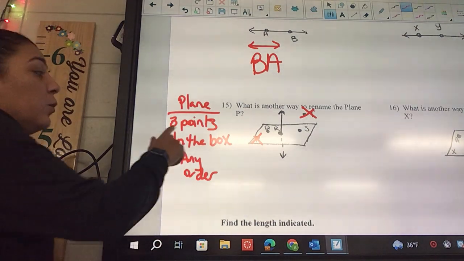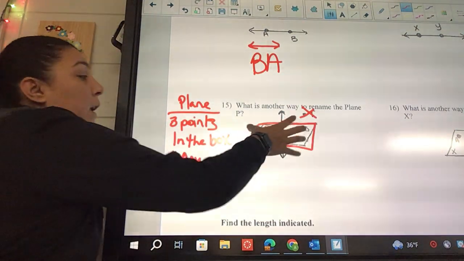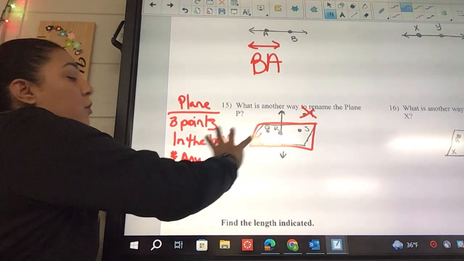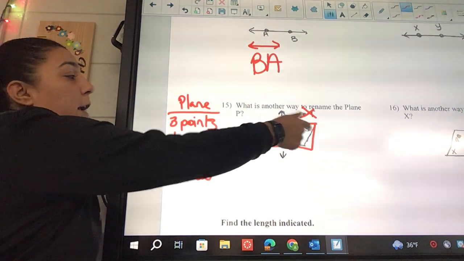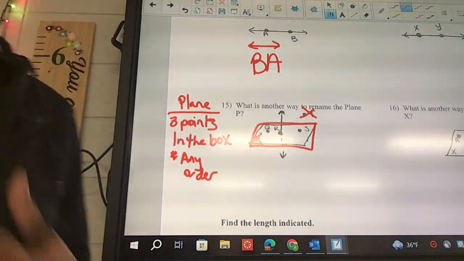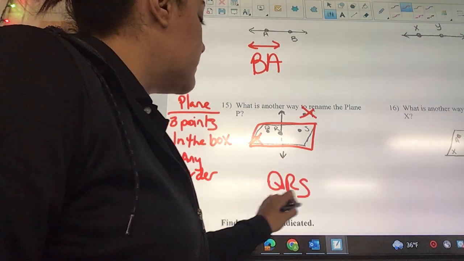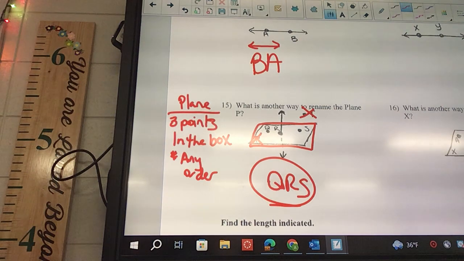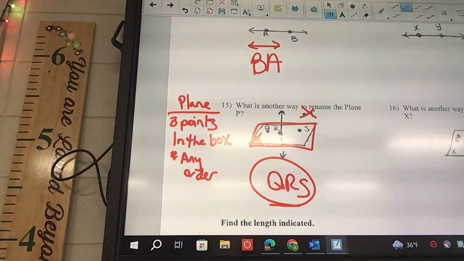So we need them to be inside the box, and we need 3 of them. So any order will work. So you could say QRS, SRQ, RSQ, any of those. What would you like to use? QRS. So we got QRS. It doesn't have to have a line or any symbol with it. No, nope.